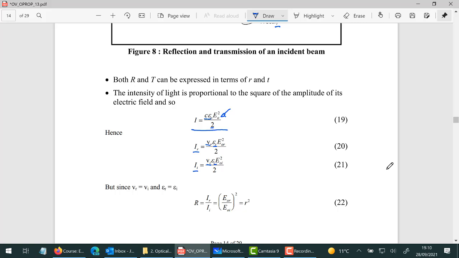And so if we define our value for capital R, the reflectance, as the ratio of the reflected intensity over the incident intensity, then we just get a nice simple expression which says that it's the ratio of the squares of the amplitudes. In other words, capital R is related to small r, the reflection coefficient, with a nice simple relationship that capital R is equal to small r squared. And all of that's because the speed of light in the reflected and the incident material are the same, and the refractive index is the same as well.